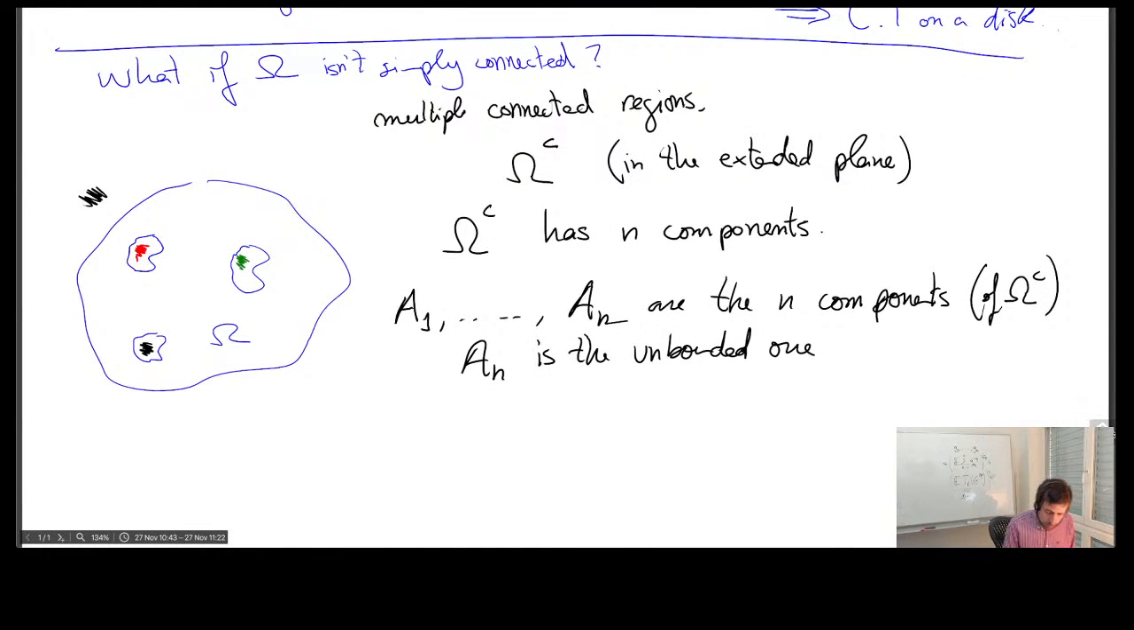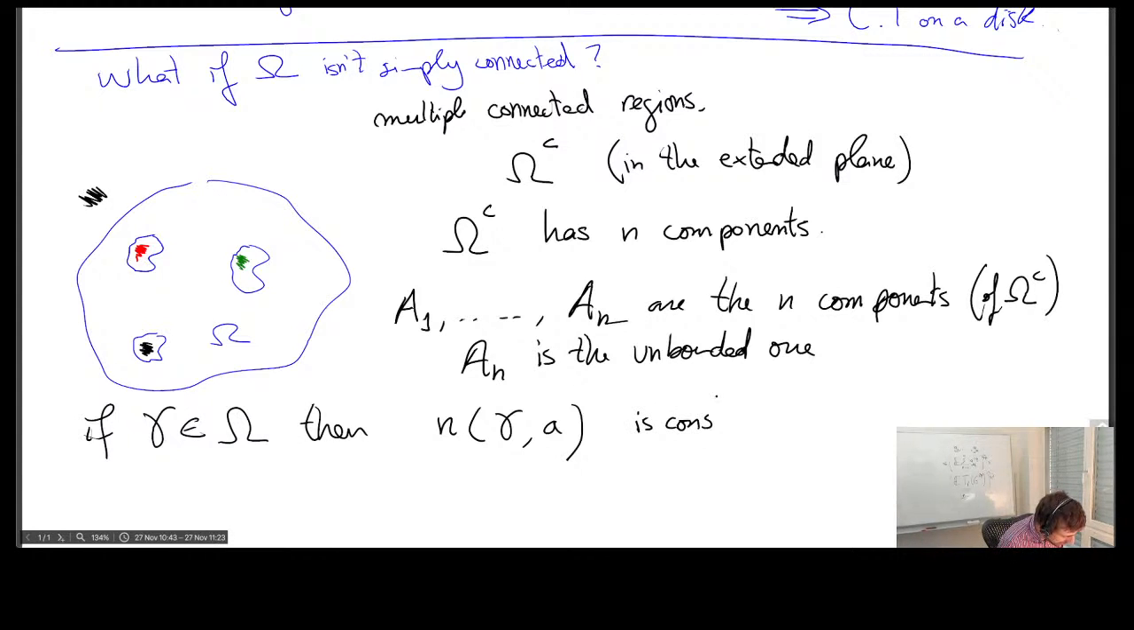Okay, we've seen theorems of this type, but let me reiterate. If there's a curve in omega, then if I look at the winding number of the curve around a point A, this might not be 0 if A is inside one of these components. We don't know if this is 0 or not. However, what we do know is that this is constant for A within one of the components.